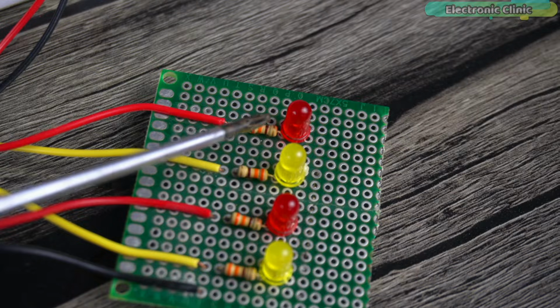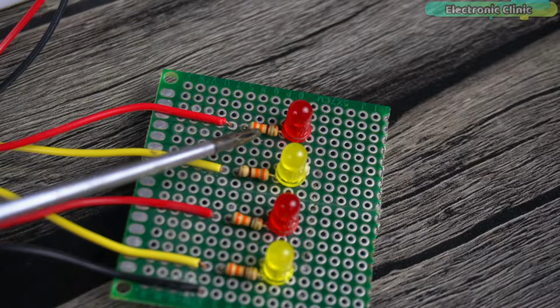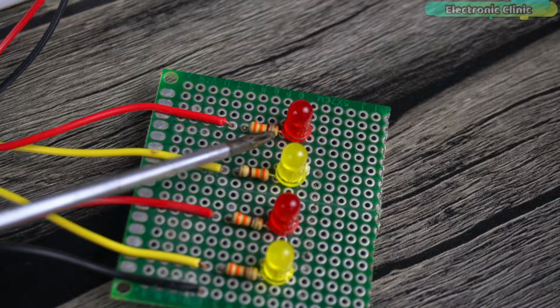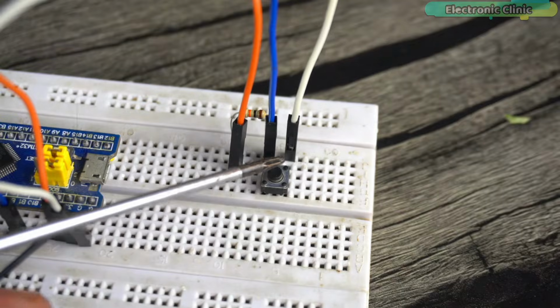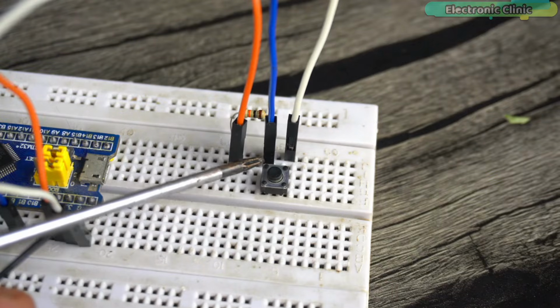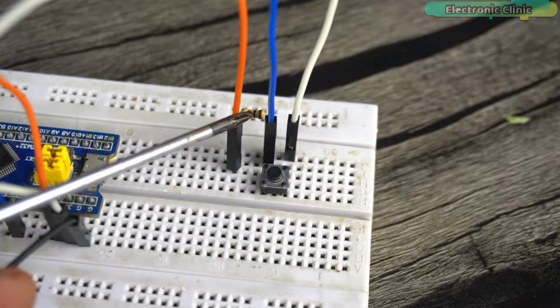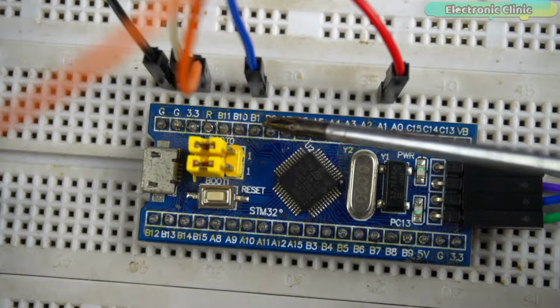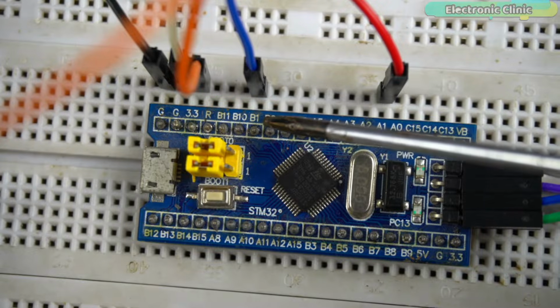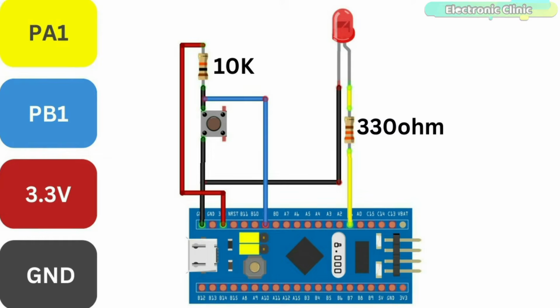The anode leg of the LED is connected to the STM32 GPIO pin PA1 through a 330 ohm current limiting resistor, and the cathode leg of the LED is connected to the ground. One side of the push button is connected to the ground and the other side of the push button is connected to 3.3 volt through a 10 kilo ohm pull-up resistor. A wire from the middle is connected to the STM32 GPIO pin PB1. When the button is open, the PB1 pin reads 3.3 volt, and when the button is pressed, it reads 0 volt. You can follow this circuit diagram.